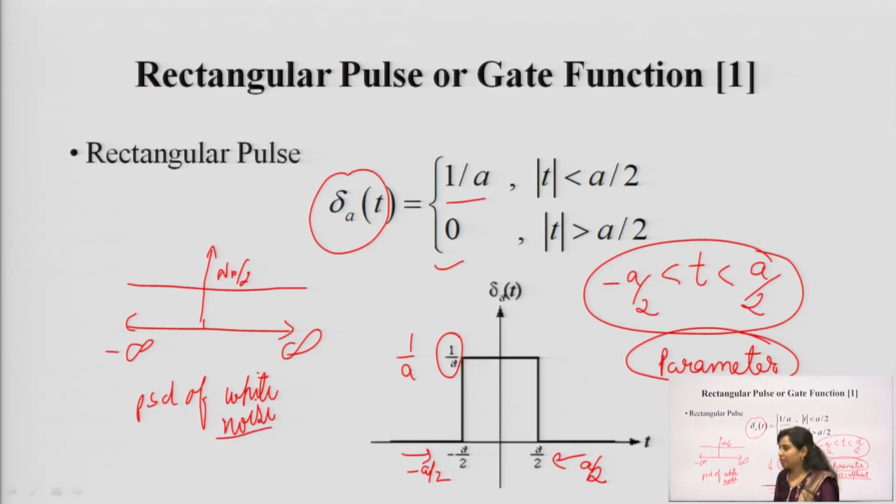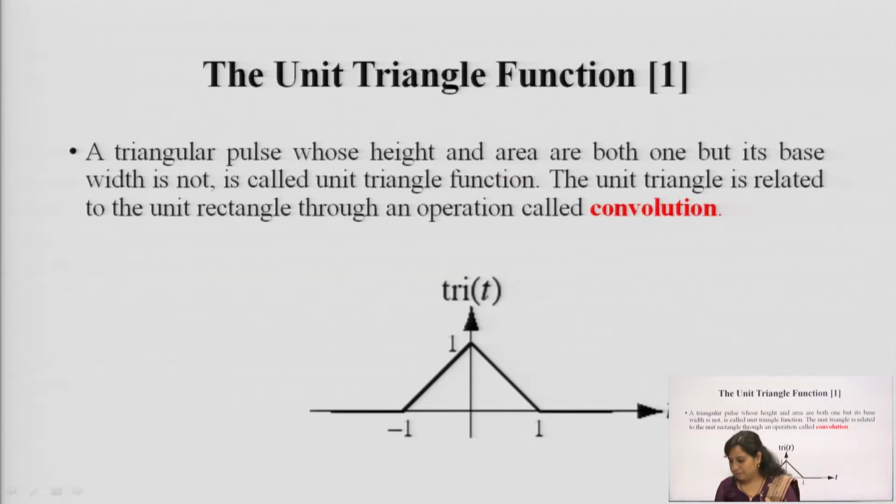Okay, so this is the power spectral density of white noise, and if you want to process that signal, then you have to definitely pass it through a gate function. That gate function can be used by this one, that is the power spectral density of this white noise, and its amplitude will be N naught by 2. So, this is the rectangular pulse.